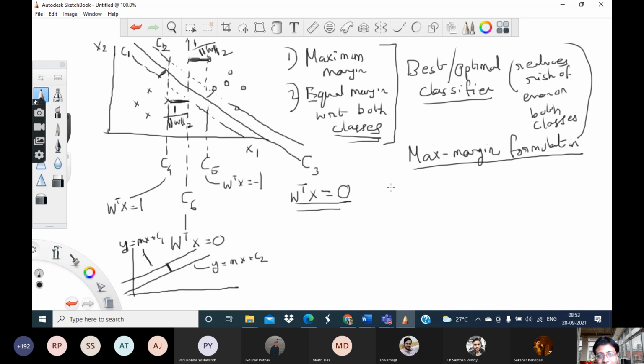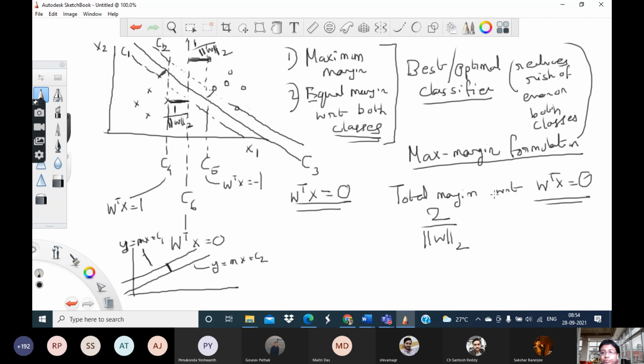So what is the total margin? The total margin with respect to the line W transpose x equal to 0 obviously has got to be 2 by the L2 norm of W.